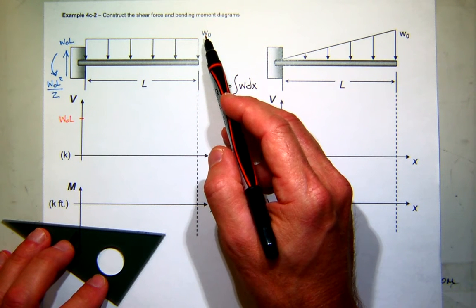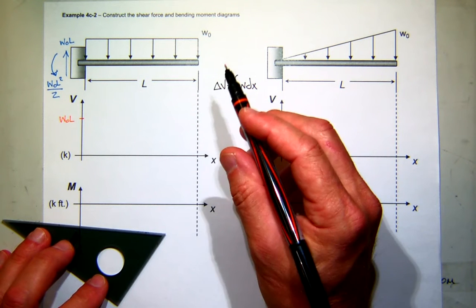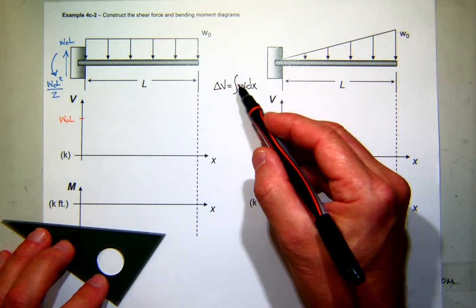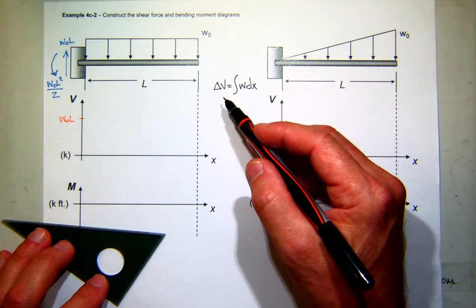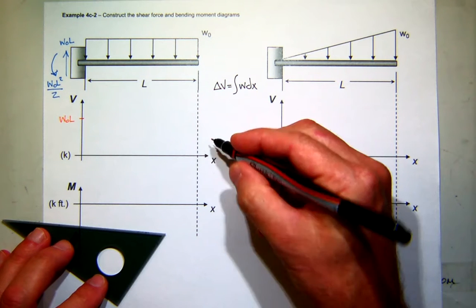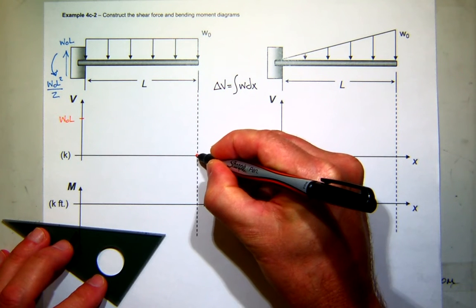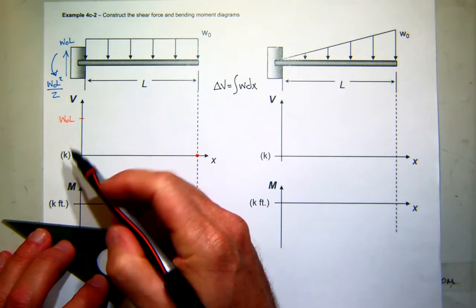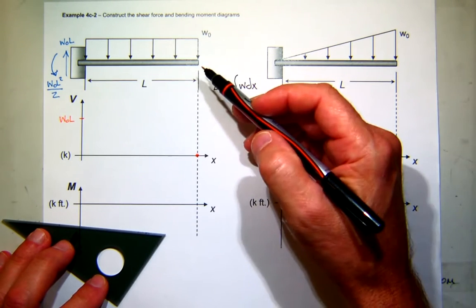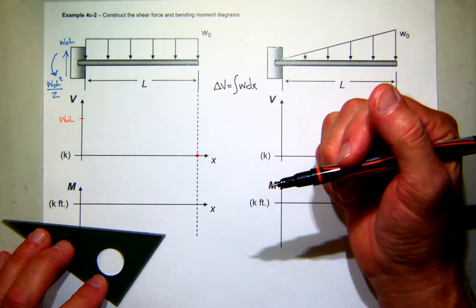Is that positive or negative load? Negative. So if I start at positive W naught L, and the change in shear is negative W naught L, what should be the value here? 0. Positive W naught L, and the area is negative W naught L. You add them together, you get nothing, right?